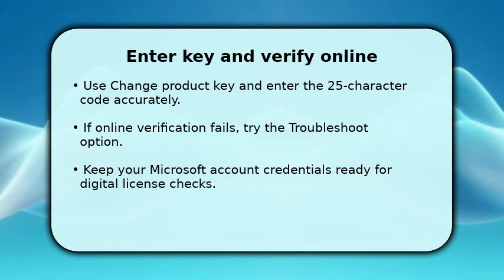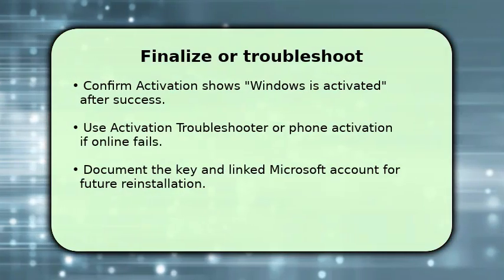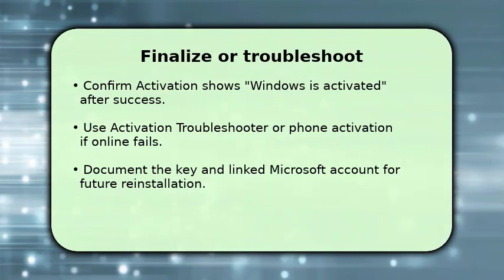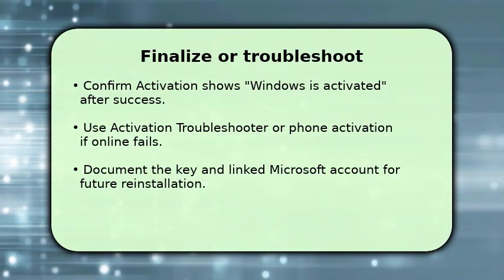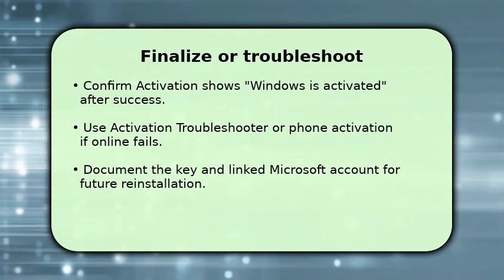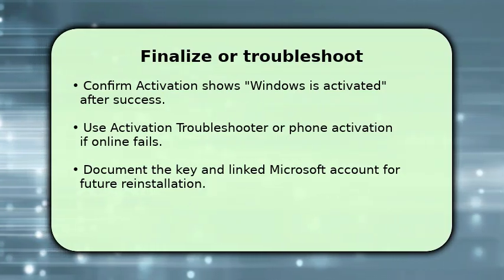Signing in, you finish by confirming activation indicates Windows is activated. That message means the license is bound correctly. If activation still fails, run the activation troubleshooter, follow its prompts, and if necessary, choose the phone activation option. This gives an automated code path you can read to the agent.